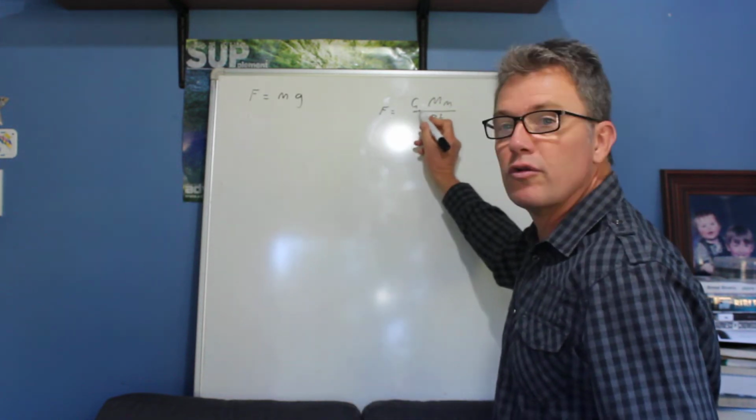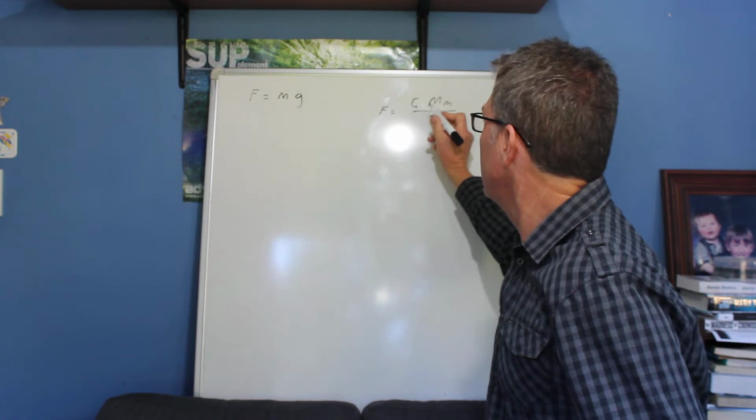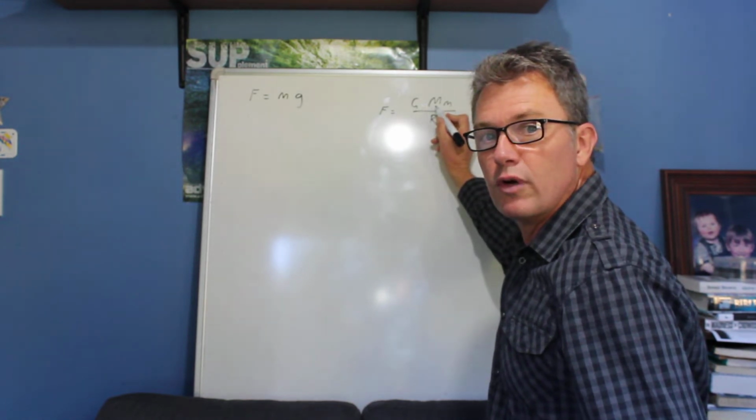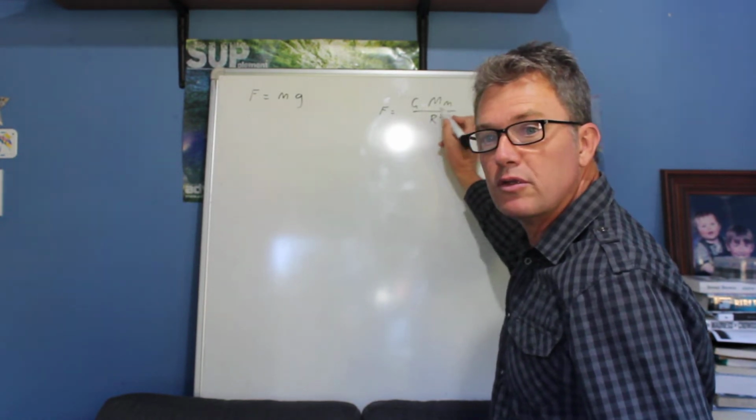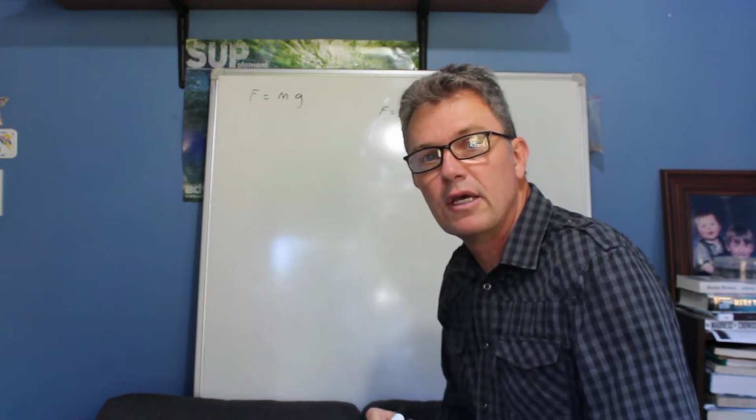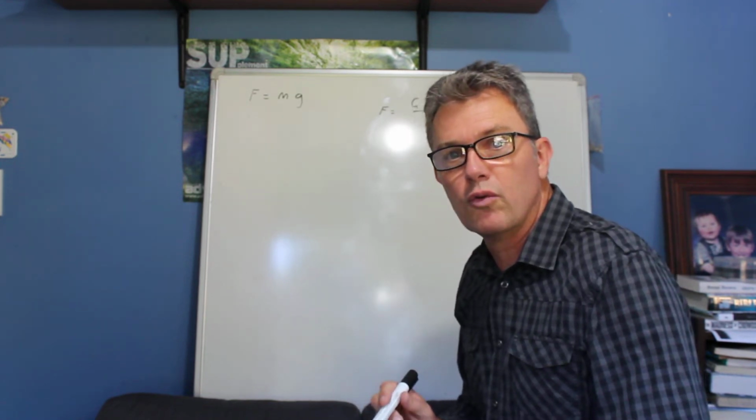Force equals constant, big G, times mass of one object times mass of the other object divided by the distance squared. So it's an inverse square law, we call it.